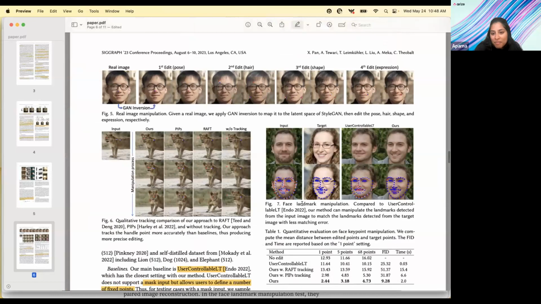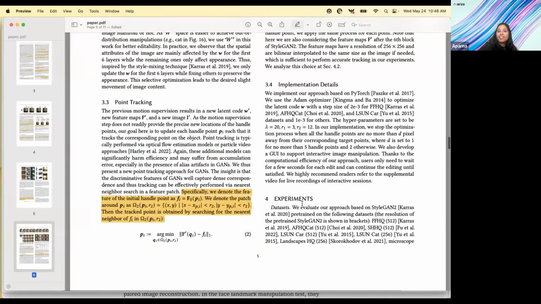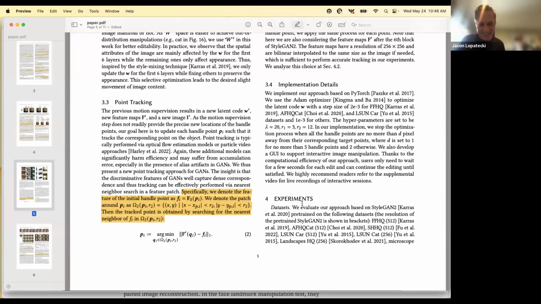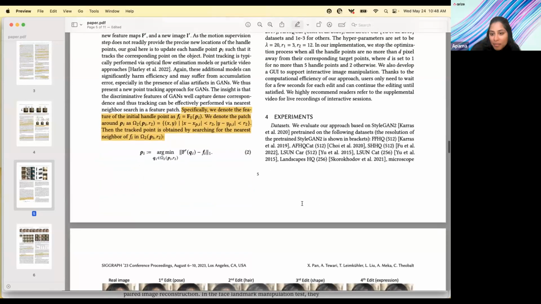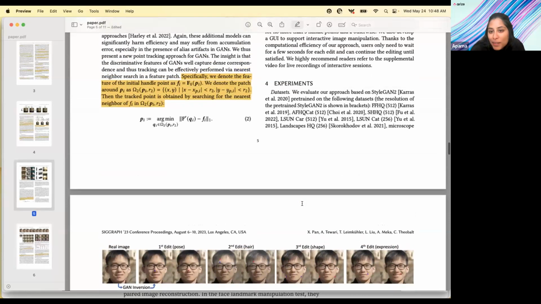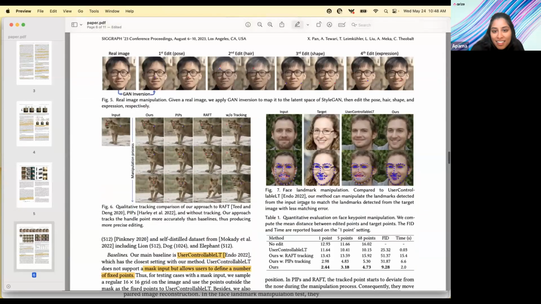Cool. Anything else you wanted to go through in point tracking? It was good. Cool. Okay. I think next we can go through maybe some of the experiments and then talk through some of that in the paper.